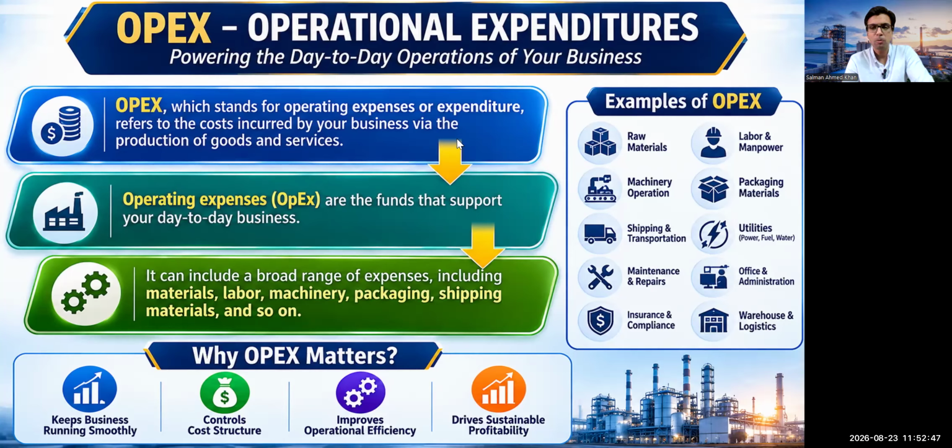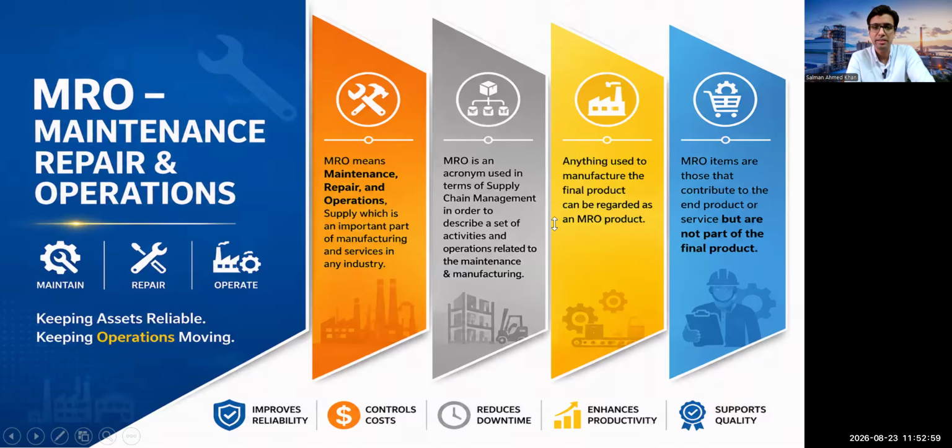Examples of OPEX can be raw materials, labor and manpower, packaging material, shipping and transportation cost, utilities, maintenance and repairs, audits, office administration, warehouse and logistics. These are part of your OPEX categories.